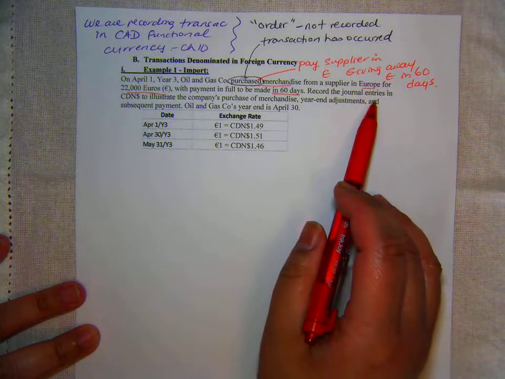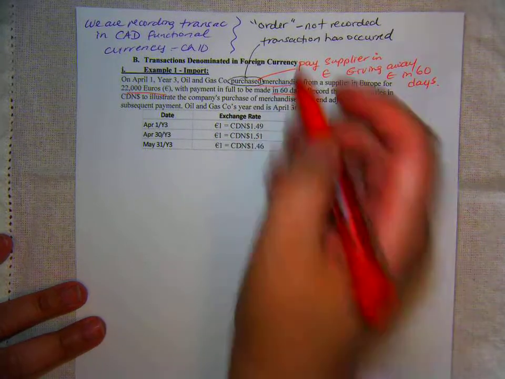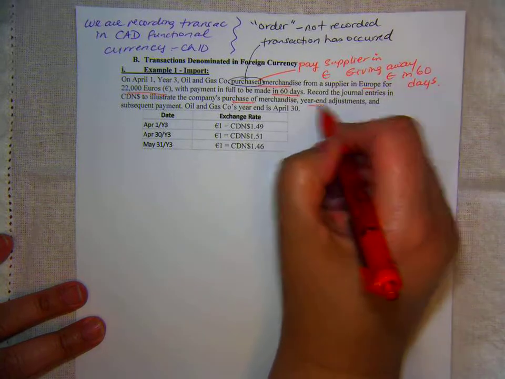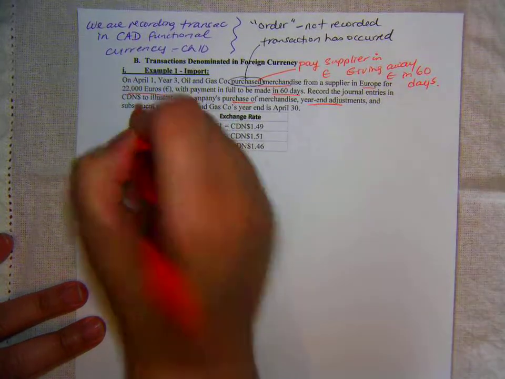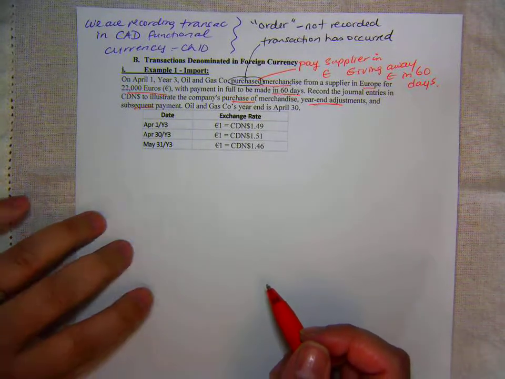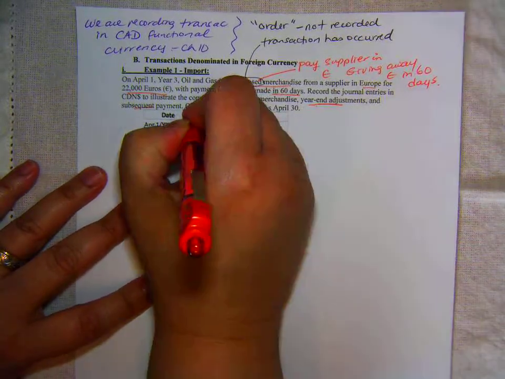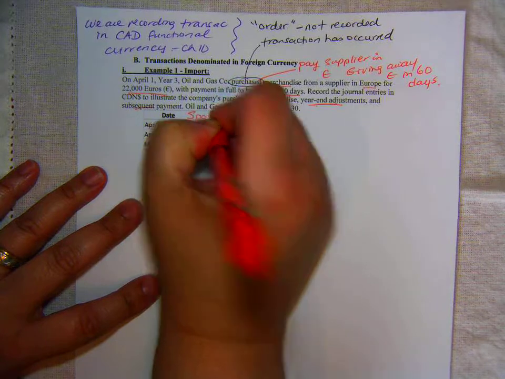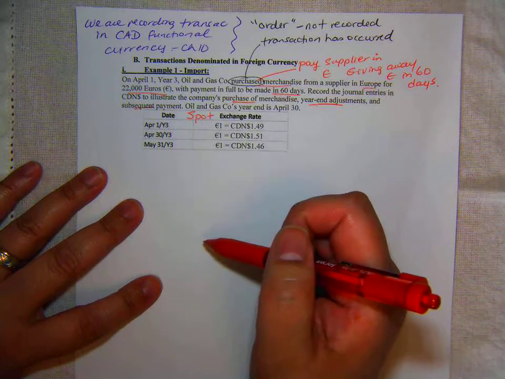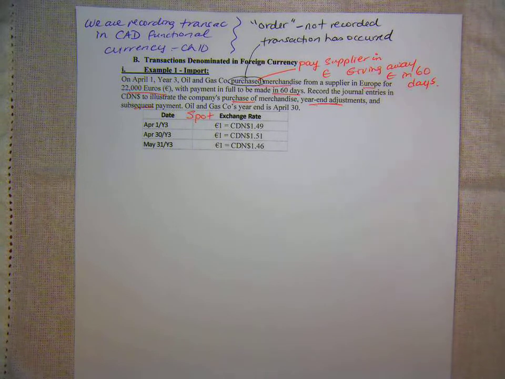So we need the journal entries in Canadian dollars because that's our functional currency. To illustrate the company's purchase of merchandise, remember I said there were 3 dates. So that's the first one, the year-end adjustments, the second one, and the subsequent payment. And the year-end is April 30th. So what we've given you is dates, and we've given you the exchange, so that's the spot rate. Remember we said a spot was just the rate on a certain day. So let's go ahead and start putting our entries together and see how we do.